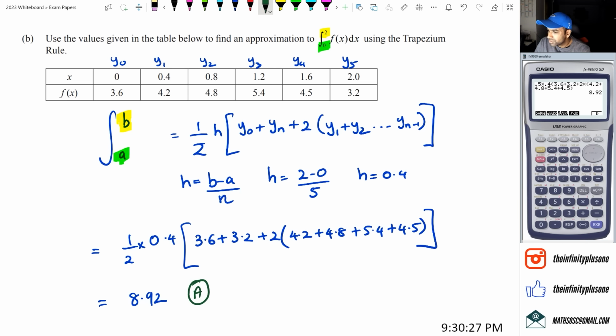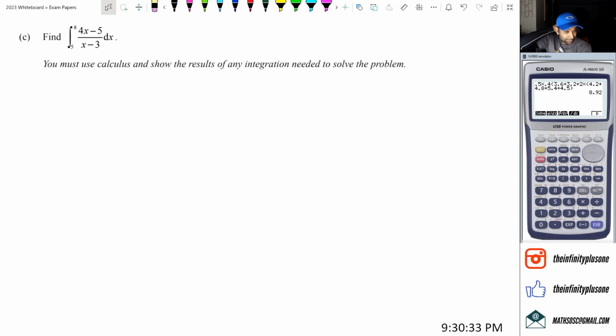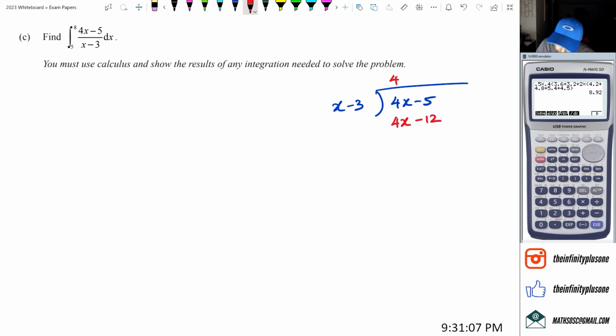Cool. So we go to question C next. I love this question. Why? Because I know that I can actually do this in the calculator, but you've also got to write the proper integral formula. Now, I know that some people have different ways of doing this, but I do the long division method. So I go x minus 3 into 4x minus 5. And what I do here is multiply it by 4. So 4 times x is 4x.